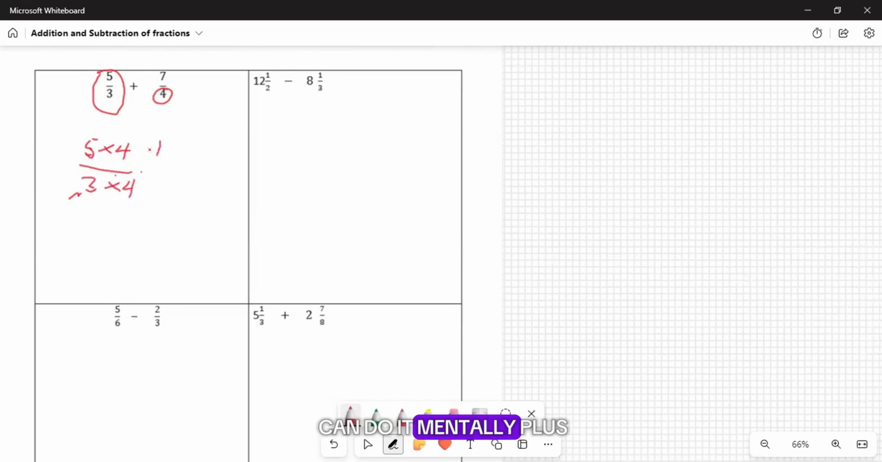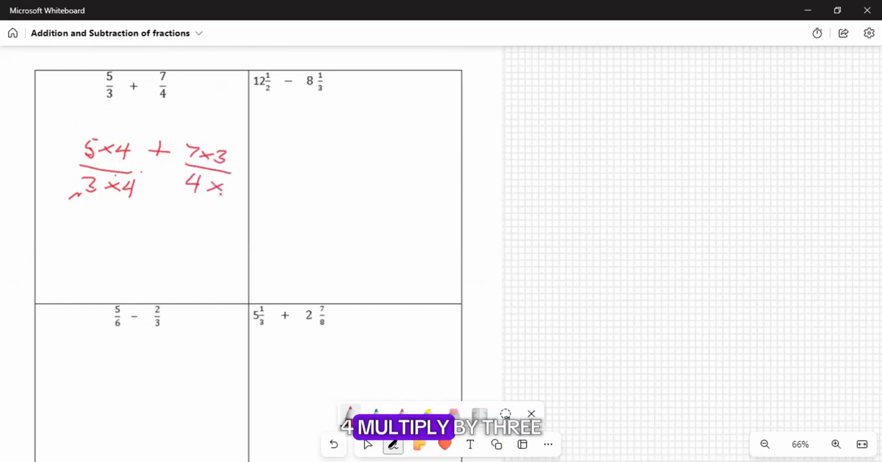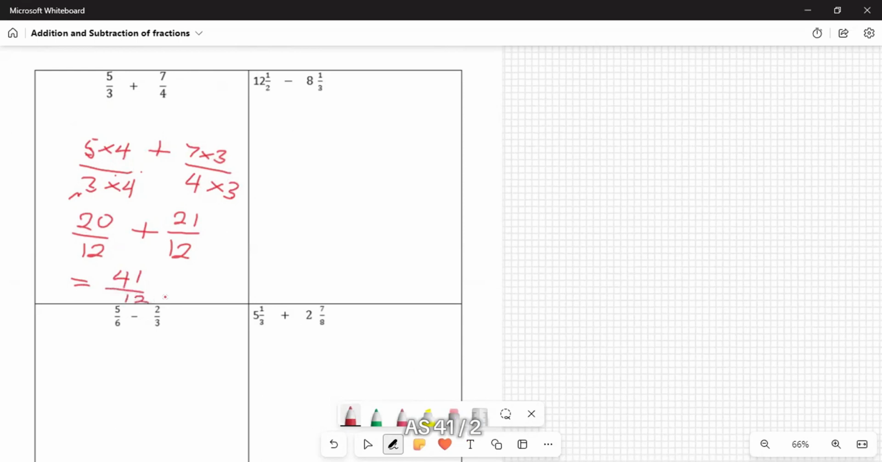You can do it mentally, class, but because I want you to know what happened, that is why I'm doing this. So for the next one, you pick this 3. So you have 7 multiplied by 3 over 4 multiplied by 3. So this will give us 20 over 12 plus 21 over 12. And this is the same as 41 over 12.